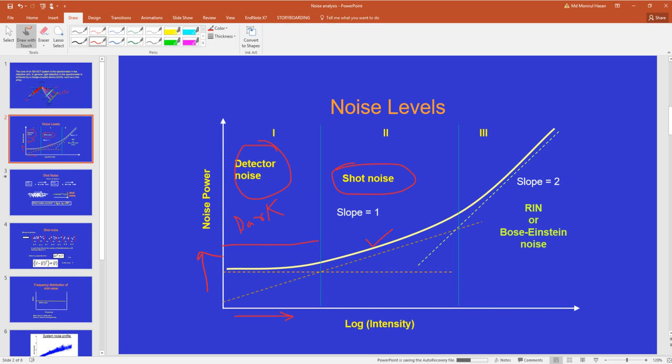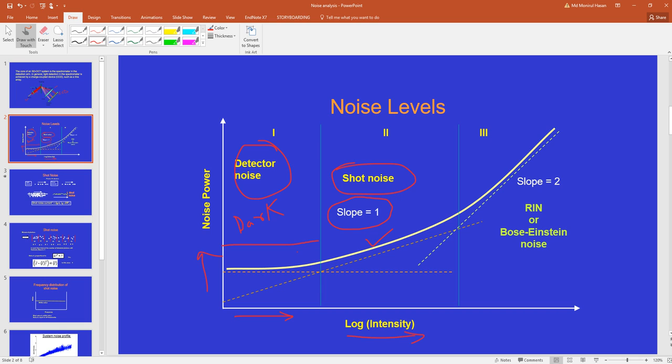And if we look at the shot noise, what we see is that as the intensity of the light increases, similarly the noise power also increases, and it's linear. If we look, the slope is 1. That means we can increase the light source power, and the noise power will increase linearly.